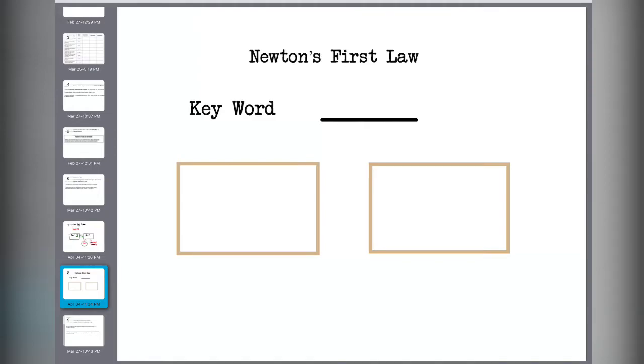So at this point, you're expected to have already completed a video tutorial from Khan Academy, as well as reading an article from Khan Academy. So you have a basic idea of what Newton's first law is talking about.